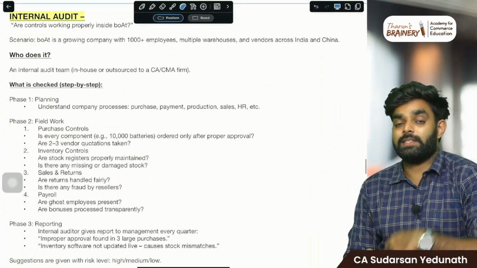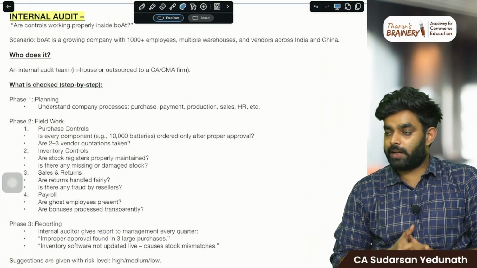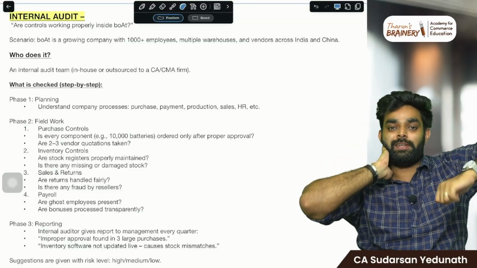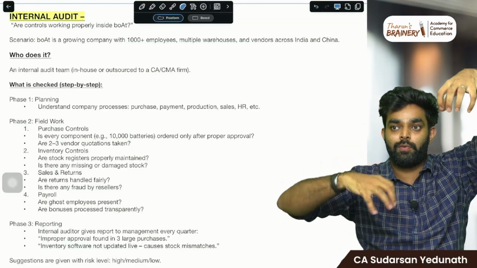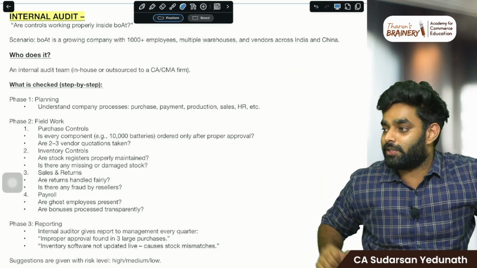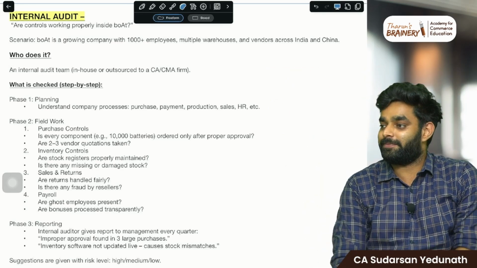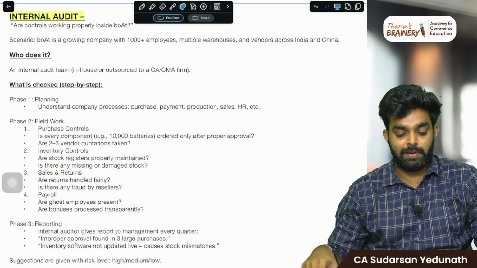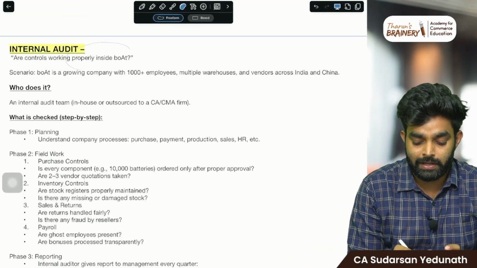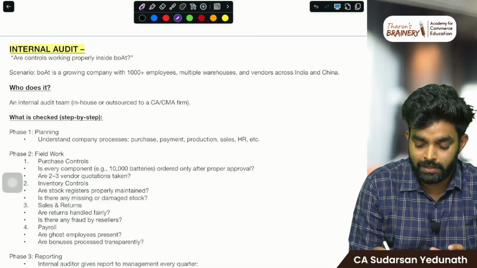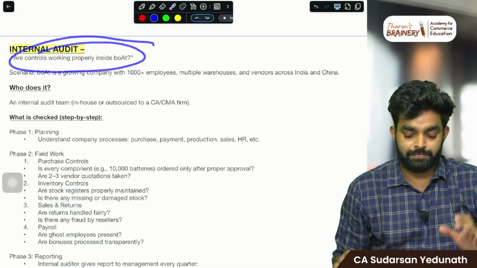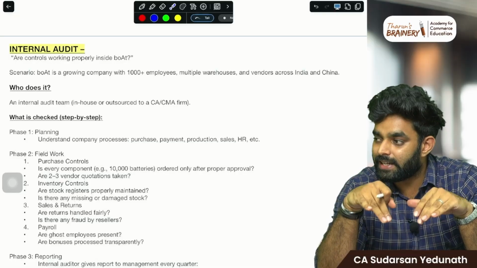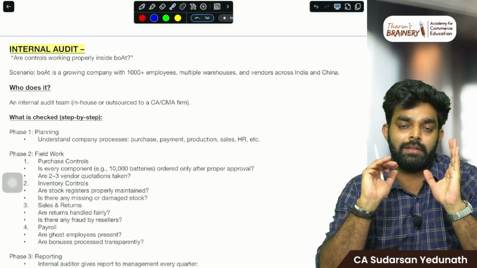Then, what is internal audit? That is the next thing. What is internal auditing? What do you mean by internal auditing? Tell me. Cost auditing, I told you, we are analyzing the cost records. What is internal auditing? Internal auditing means, are controls working properly inside boAt, or not only controls, it is basically an auditing which is done inside the company by a person inside the company. Think like that.